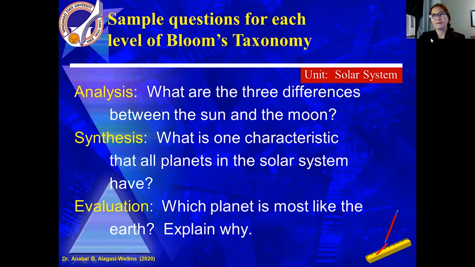So in questioning, you don't just limit your questioning to lower level questions. You ask them, but don't limit to only the first level and the second level. You have to at least ask higher level questions.